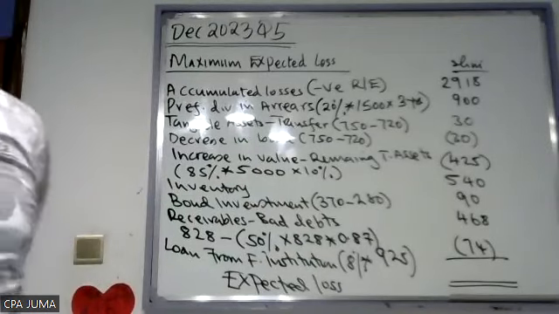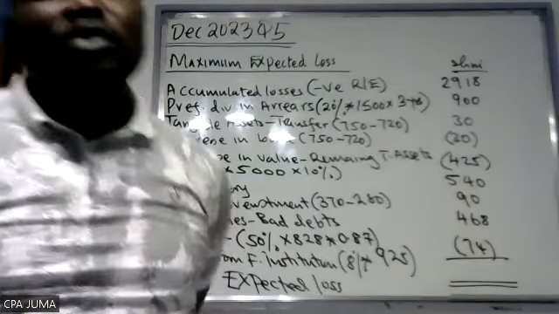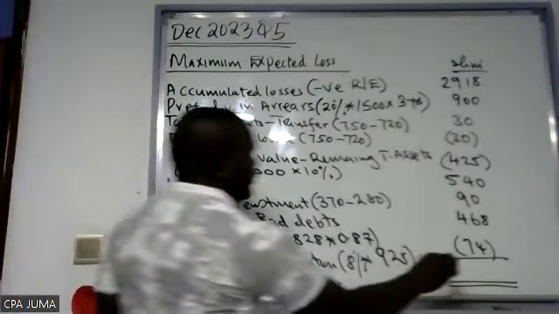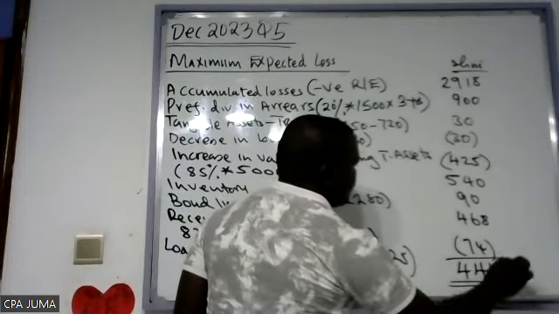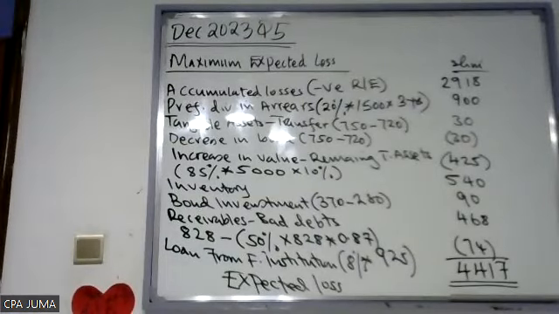Makasi 4417. Somebody to confirm. One person. Gideon 4417. So that is the maximum expected loss.